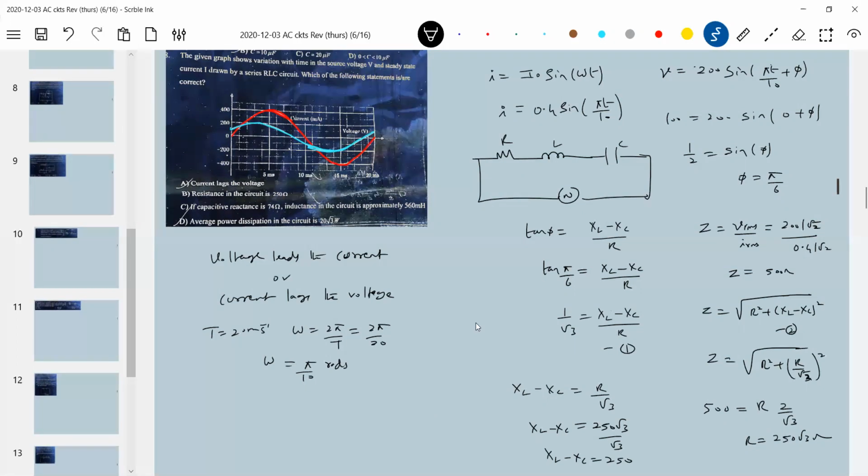I think we know the RMS value of current. So what is the average power? What are the various formulas? VRMS times IRMS times cos phi, or IRMS squared into R, anything. I think we have enough information.